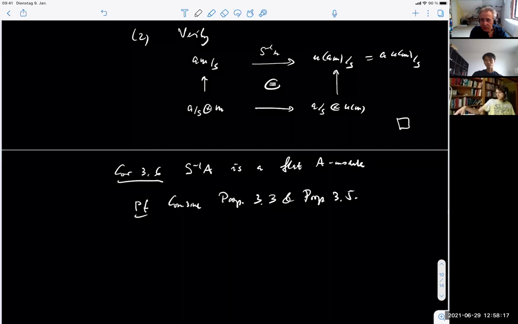Yeah, you have a short exact sequence of A modules. Then you tensor. Okay, you do the scalar extension. You get a sequence of modules over the ring S minus 1 to the A. But what you get is the localization. That's the previous proposition. And we said localization is an exact functor. So this is just another way of saying this phenomenon.